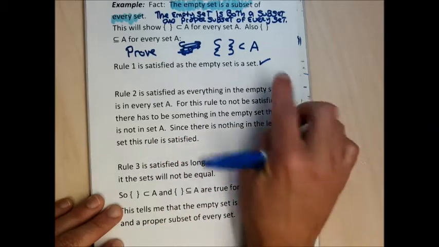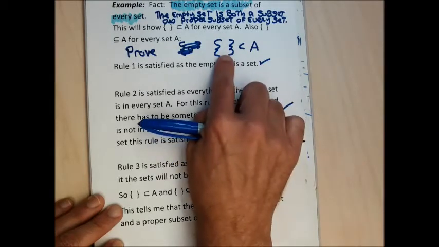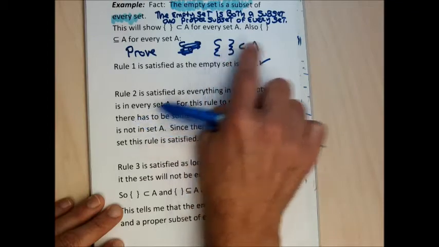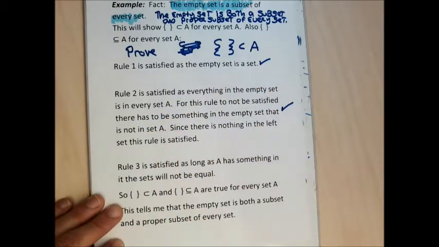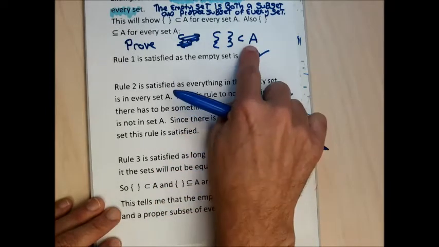So it's a set, so rule 1 is satisfied. And by default, because there's nothing in it, there can't be anything in it that's not in the right set. So rule 2 is satisfied. And then rule 3 will be satisfied as long as A is not the empty set.